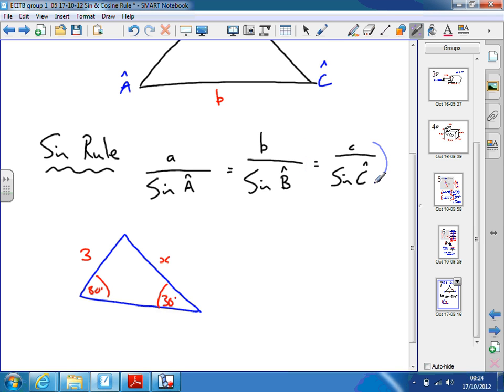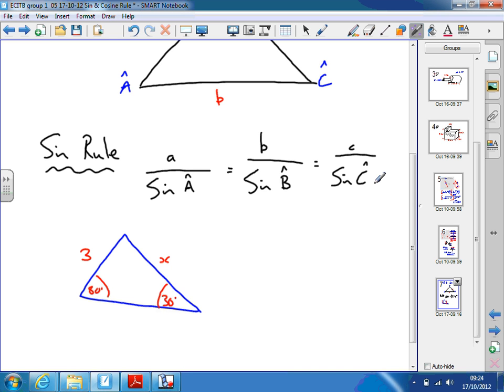What you need to do is just assign yourself the letters to the sides. It's up to you. Now, there's three ratios there, so don't let that confuse you. I've just written an example there. You need some information to be able to use the sine rule. You need at least one angle to be able to use the sine rule.